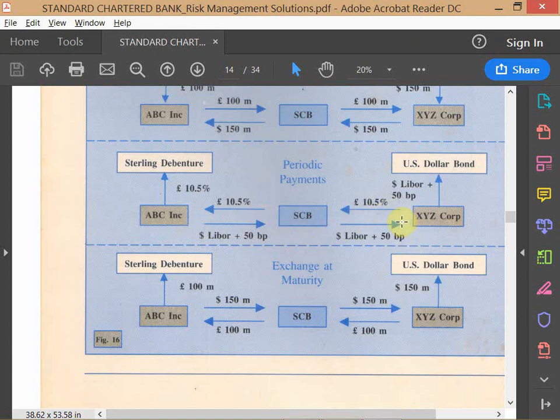If I am able to pay 10.5% sterling fixed rate and receive dollar LIBOR plus 50 basis points, that means in the eyes of the swap market, these two cash flows are equal. Can we say that? Because they are being exchanged for each other. Okay. Is that clear to everyone? All in agreement? Yes. Can we say that? Vaibhav, you're not convinced.